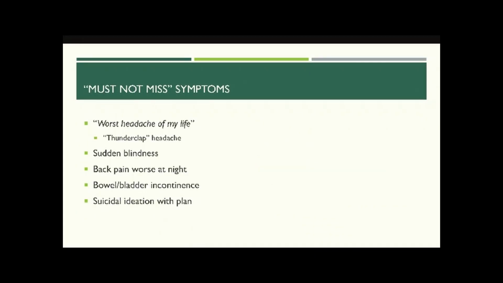This is very important: must-not-miss symptoms. These are the big ones. You don't want to miss these because these all relate to very serious complications, which we'll get to throughout the semester. Worst headache of my life, or a thunderclap headache. Subarachnoid hemorrhage, that's what you're worried about there. Sudden blindness. What are you worried about with a sudden onset of a problem? What is that mainly going to be? Vascular, which is stroke. So remember, sudden onset usually means it's a vascular problem.